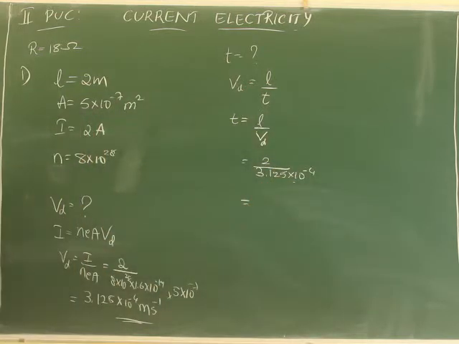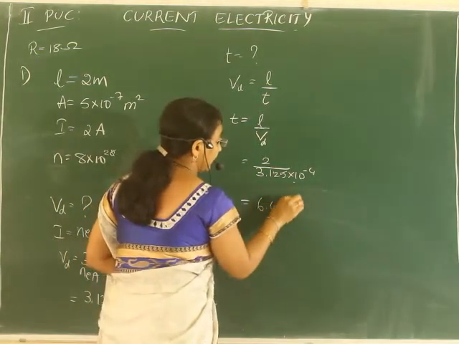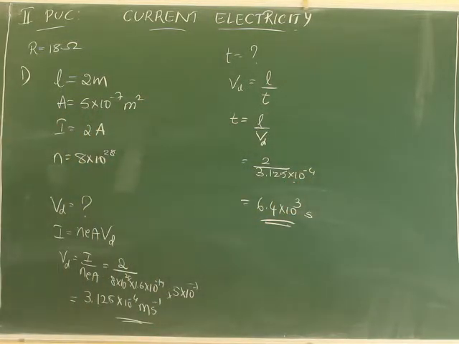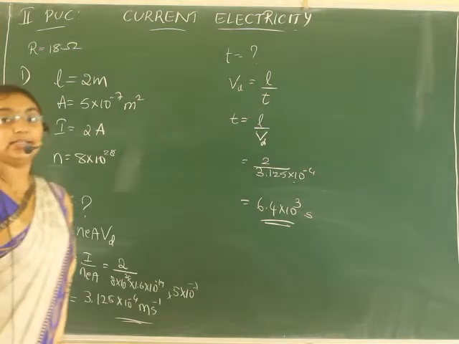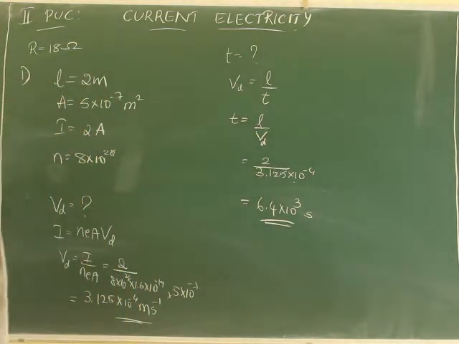What is the answer you are getting? Can you help me? What is the answer? Are you getting 6.4 into 10 to the power 3 seconds? Yes. This is how you have to calculate the current and drift velocity. Shall I go for the next question? Yes. Here is the next question.